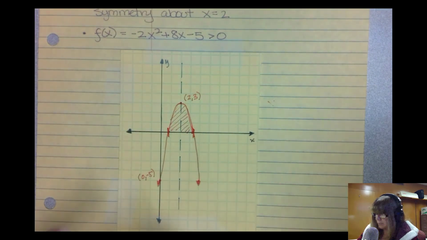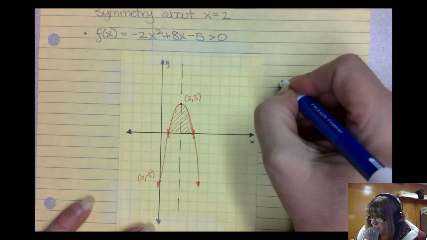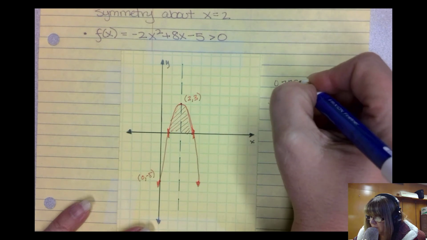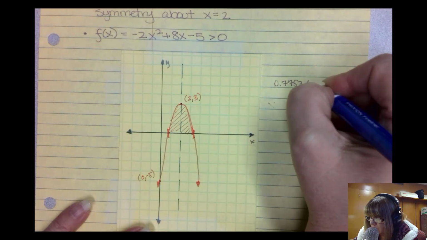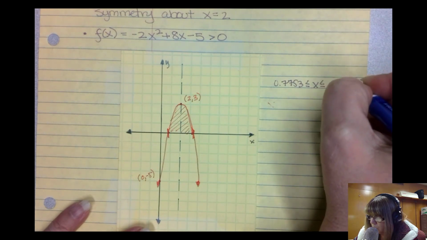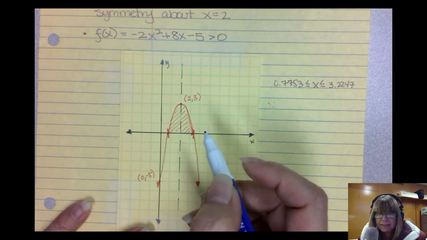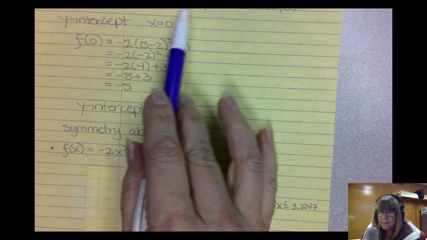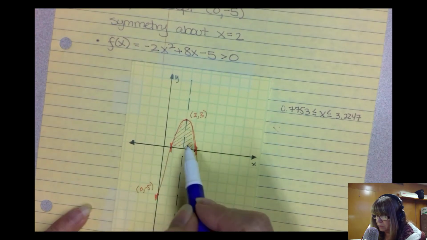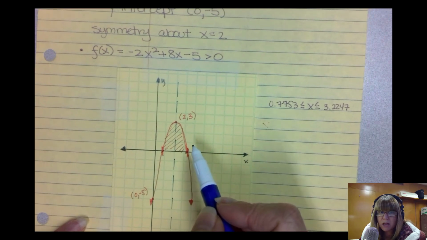This inequality is true when 0.7753 is less than or equal to x is less than or equal to 3.2247. So it's in between these points that it crossed my x-axis. I know those by my x-intercept values. Everything in this region was above the x-axis, and therefore it's positive.